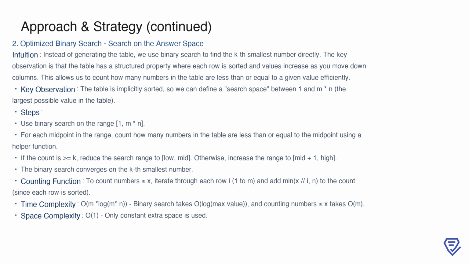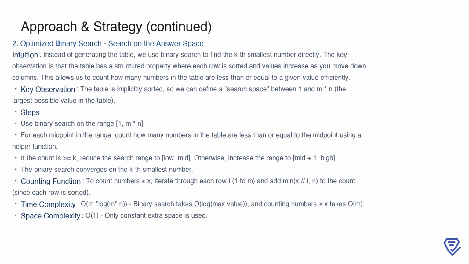This allows us to avoid generating the table explicitly and instead focus on narrowing down the kth smallest number through binary search. The process starts by defining the search space between 1 and m*n, which represents the smallest and largest possible values in the table. For each midpoint in this range, we count how many numbers in the table are less than or equal to the midpoint using a helper function.